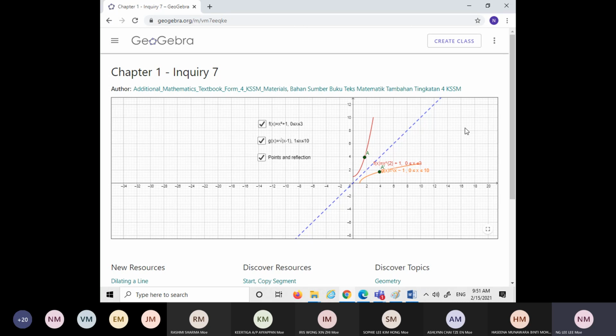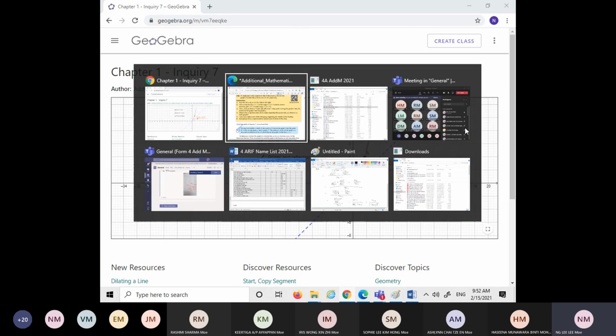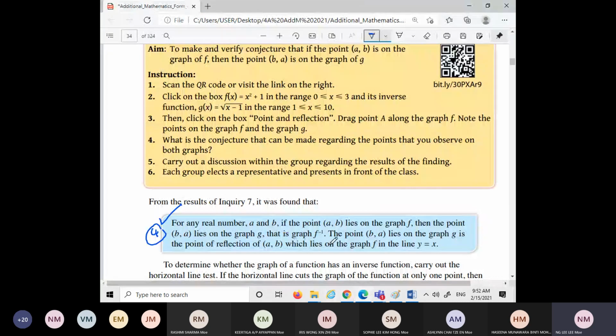So you know already the function and its inverse are reflections along the line y equals x. Now we want to see it point by point. So I go back to this, you look at this. I want you to concentrate on this part. For any real numbers a, b, if the point (a, b) lies on the graph of f, then the point (b, a) lies on the graph of g, that is, the graph of the inverse of f. Let g be the inverse function of f. If (a, b) is on the graph of f, then (b, a) will be on the graph of g.